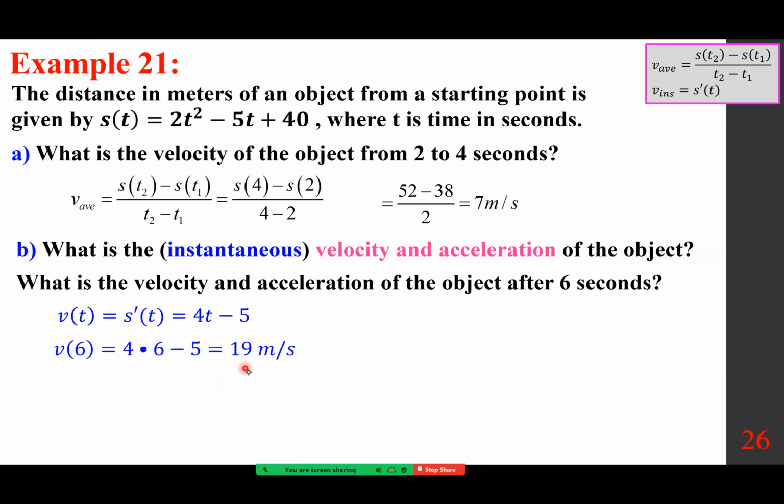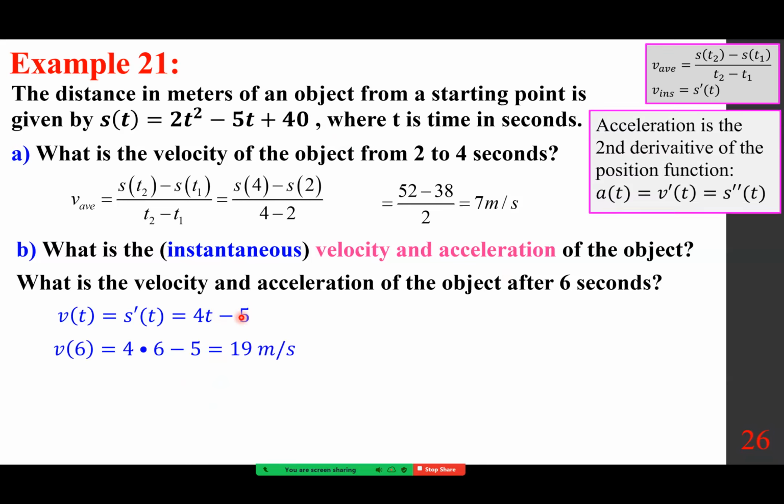As you recall, acceleration, you take the derivative again, which gives you 4. Acceleration is the second derivative of the position function. So take the derivative again, and 4 is a constant. If it was a function of t, you would have to plug in 6, but it's not.